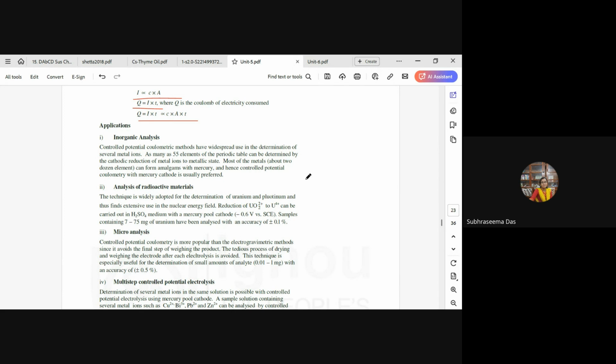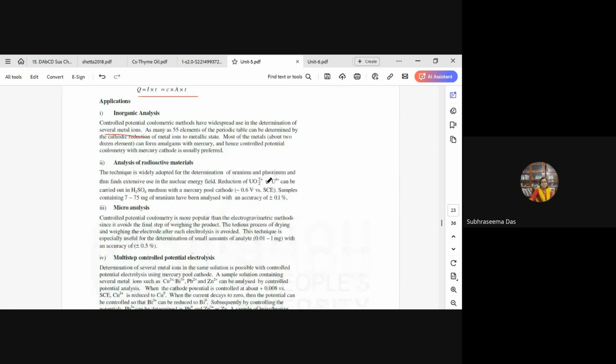Here the controlled potential methods, the coulometric methods, have been used widely in the estimation of different metal ions. Almost 55 elements of the periodic table have been identified from this process. Then coming to analysis of radioactive materials. This technique is widely adopted for the determination of uranium and plutonium, and hence it finds very much use in the field of nuclear energy.